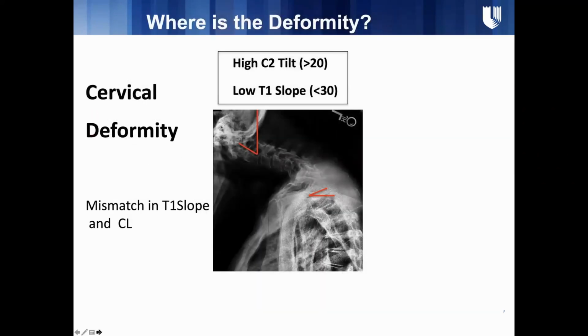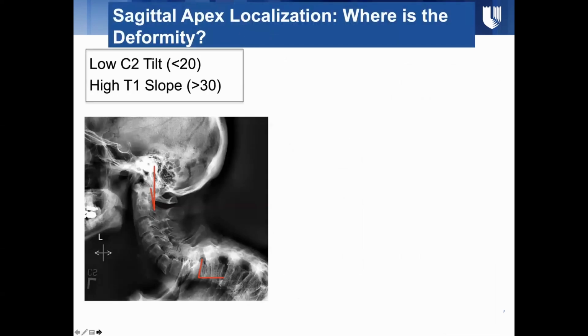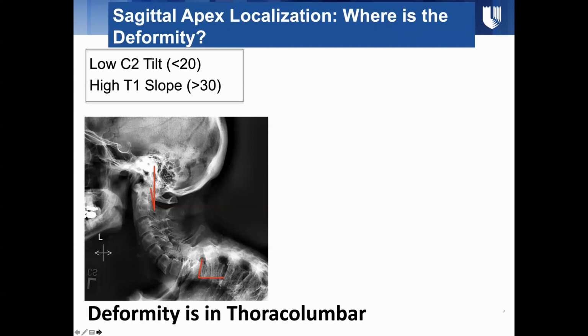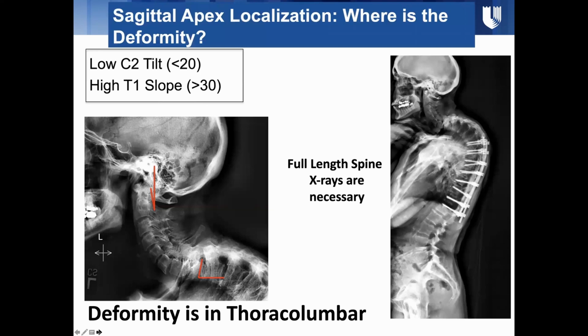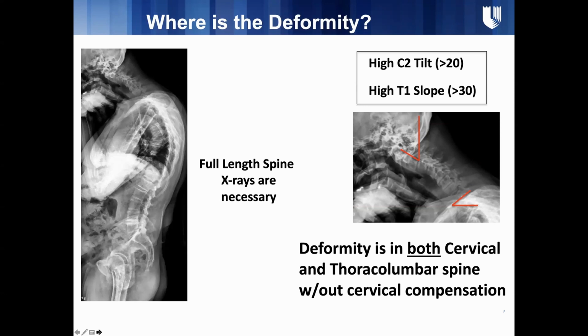Now, one of the questions is, where is the deformity? And by assessing the C2 tilt and the T1 slope, you can identify where the true deformity actually exists. In this case, with a high C2 tilt and a low T1 slope, we recognize that this is a cervical deformity. In this case here, when there's a low C2 tilt and a high T1 slope, we realize that this is a thoracolumbar deformity. And then lastly, in this case where both of the values are high, this is a deformity involving both the cervical spine, the cervicothoracic junction, and the thoracic spine.